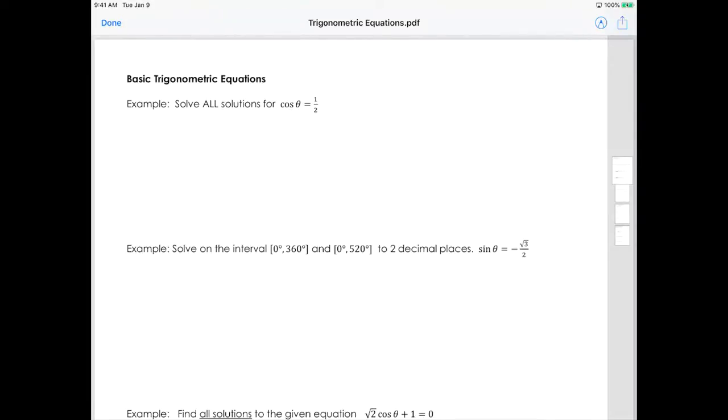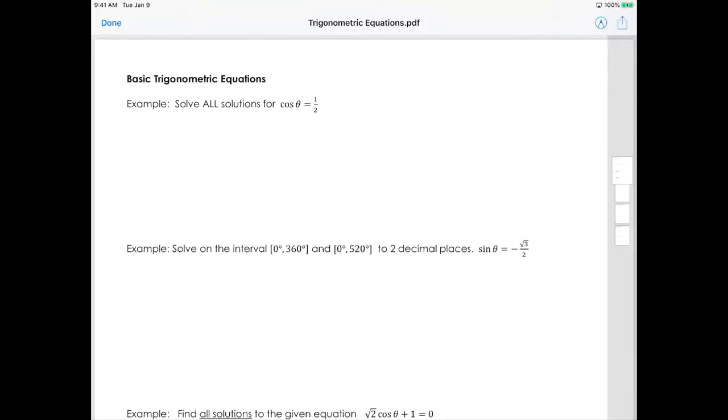In previous sections, we've talked about trigonometric identities. Now we're going to talk about solving trig equations. With trig identities, those are true statements for any value that you plug into the equation. With trigonometric equations, you have to find the specific values that work for this equation. So it's a conditional equation.